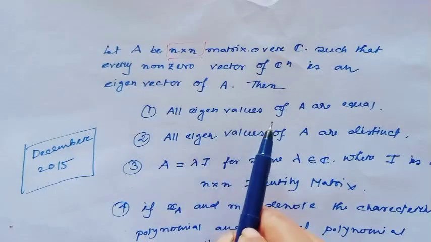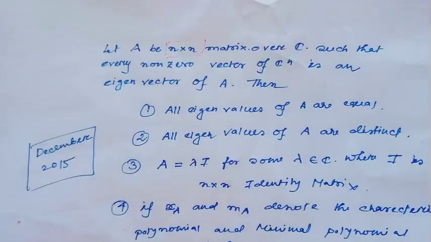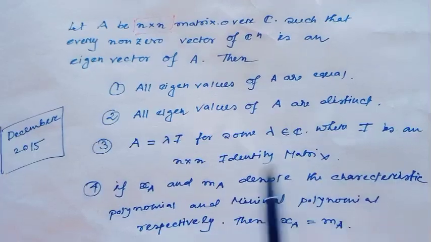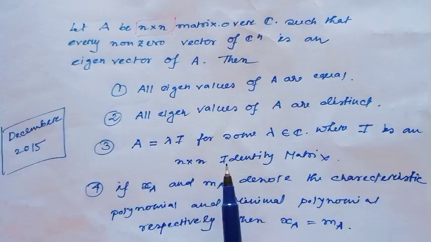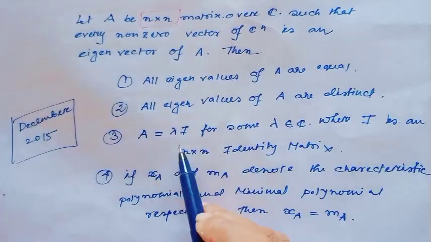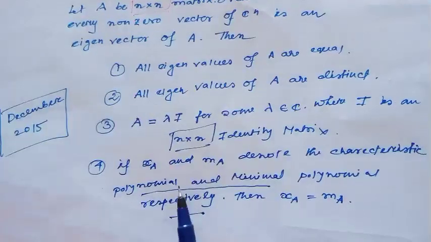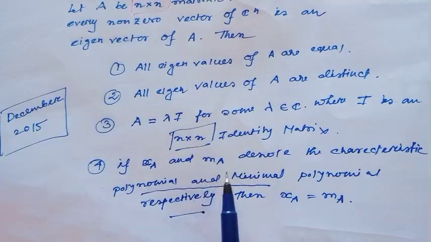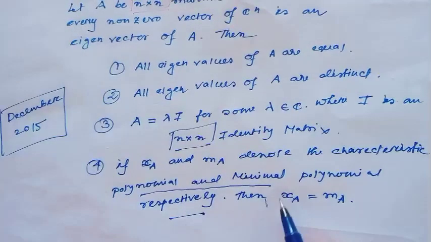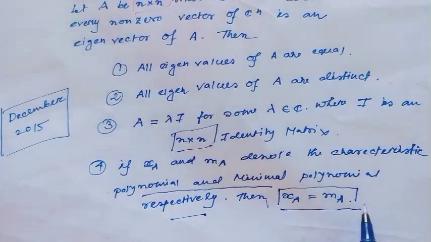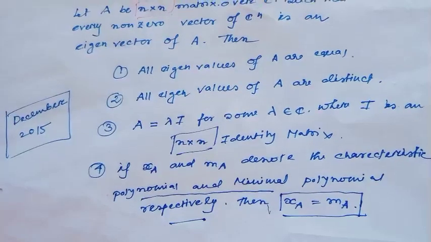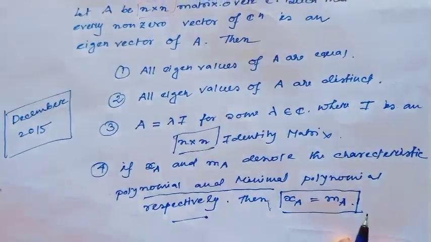Then option 1, all eigenvalues of A are equal. Option 2, all eigenvalues of A are distinct. Option 3, A equals lambda I, for some lambda belonging to the complex numbers, where I is the n cross n identity matrix. Option 4, if chi_A and m_A denote the characteristic polynomial and minimal polynomial, then that implies chi_A equals m_A. That means the characteristic polynomial of this matrix equals the minimal polynomial of this matrix.